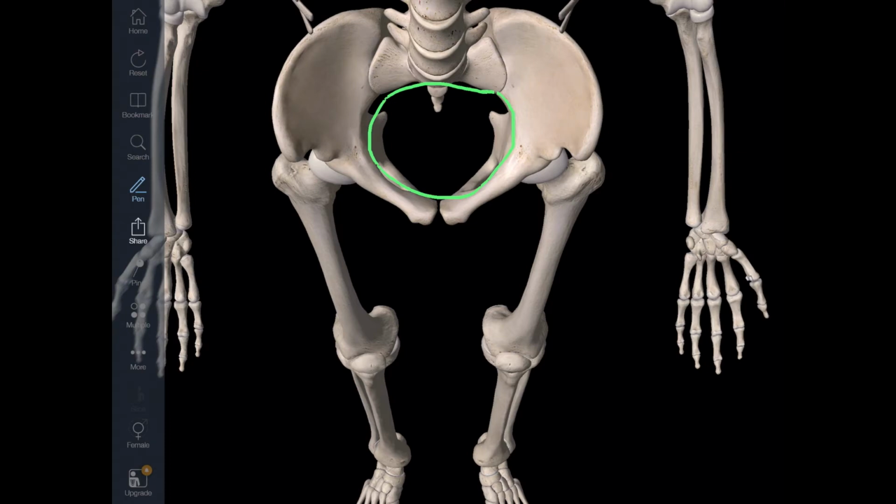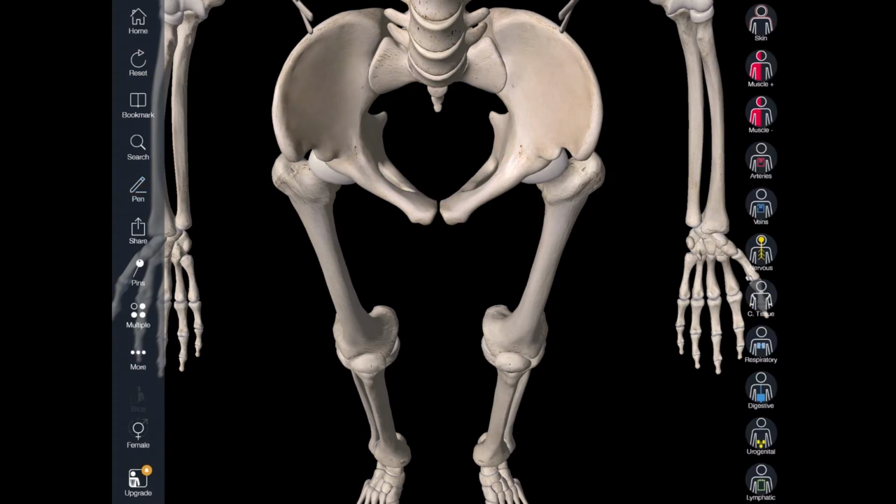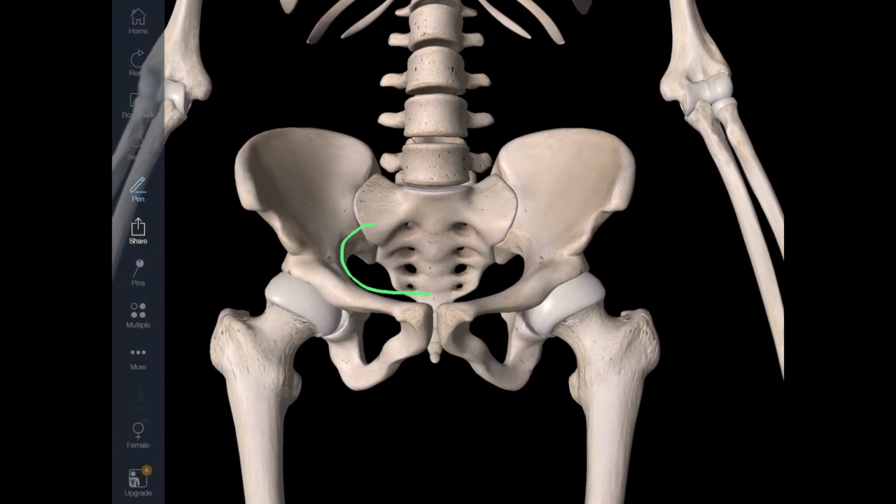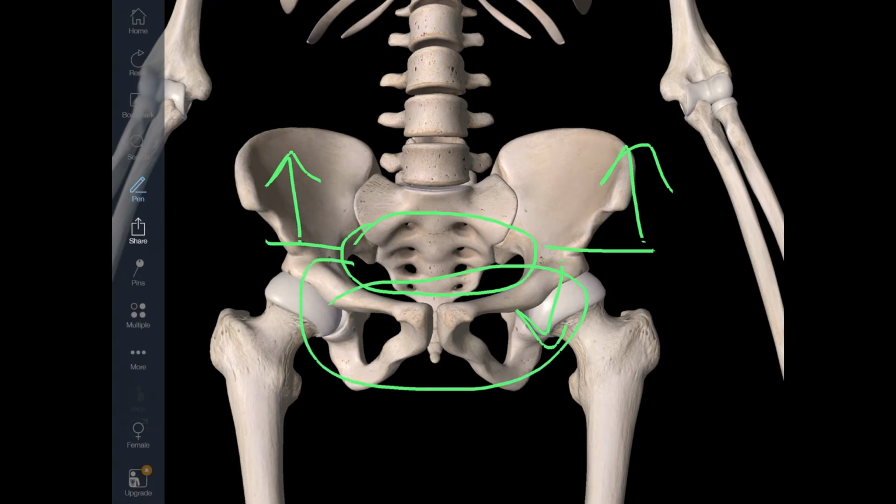So anything above that pelvic inlet, if we look here, anything above this circle that makes the pelvic inlet is considered the greater pelvis or the false pelvis. So from this line or so up, that's the greater pelvis or the false pelvis. The majority of the ilium is part of the greater pelvis or the false pelvis. And then below that line, all of this down here is the true pelvis or the lesser pelvis.